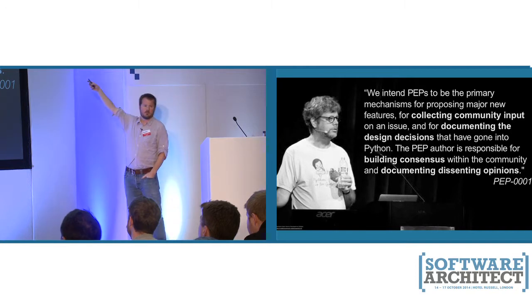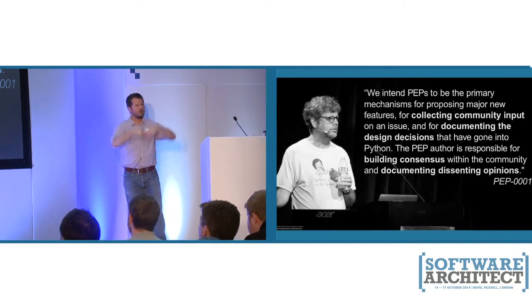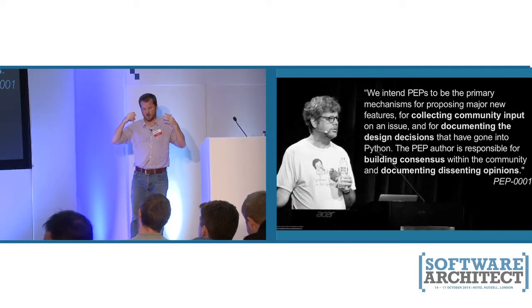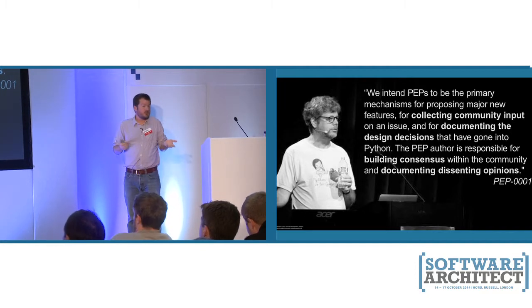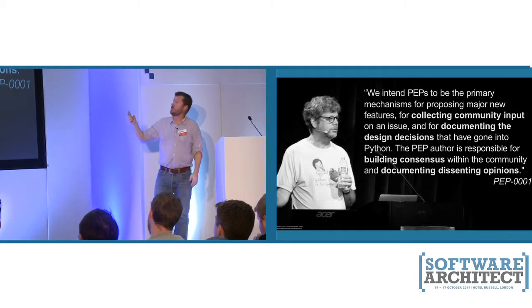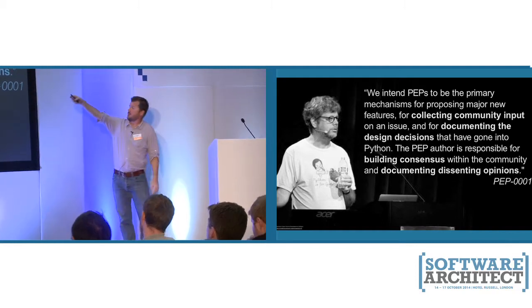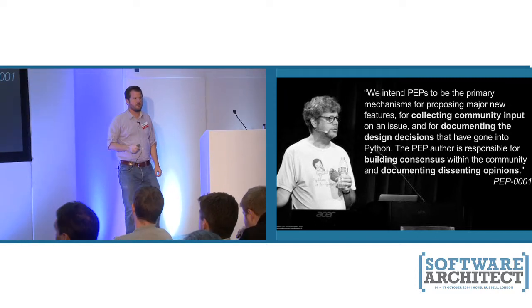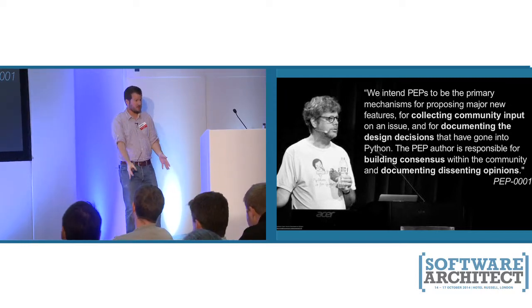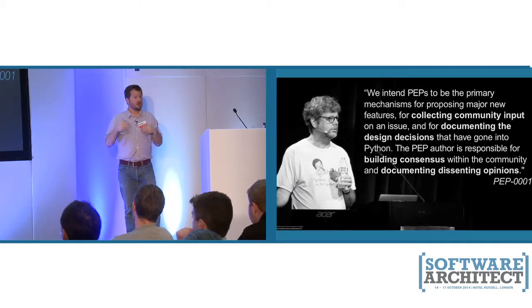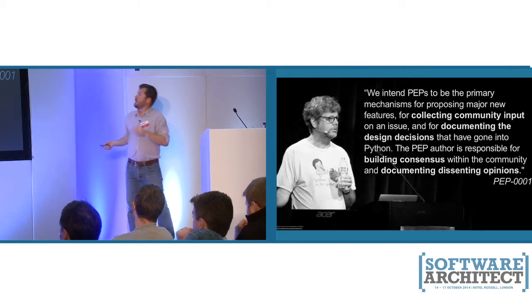Collecting community input. The idea here is that you want to make sure that all the people who might be interested in the change you're making to Python, and Python uses PEPs for changes to the language, changes to core libraries, changes to processes within the Python community itself. So they want to collect community input, documenting the design decisions, and this is key, that they want to make sure that they know the reasons they've decided to do what they did. They want to record the conversations that were had, they want to record the actual designs and how they're going to be implemented and so forth. So there's a lot of detail that goes into PEPs.